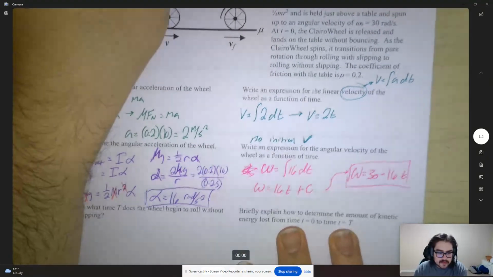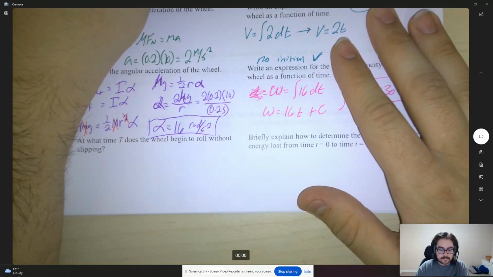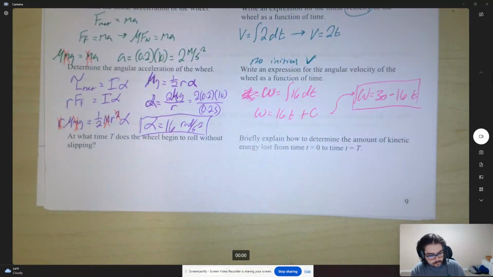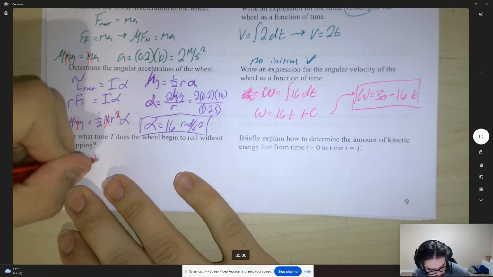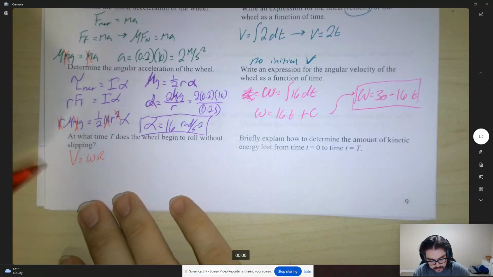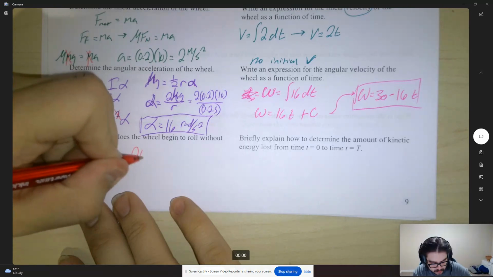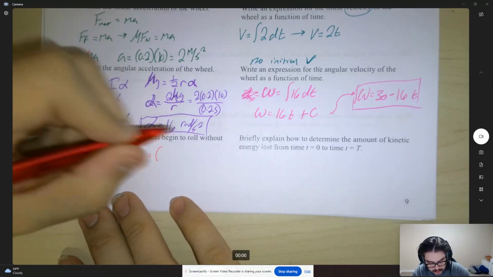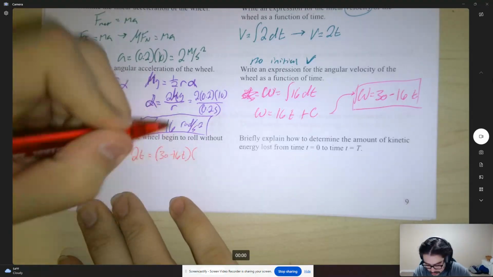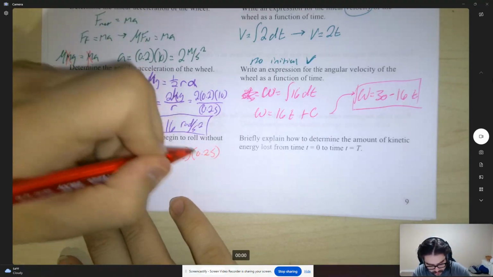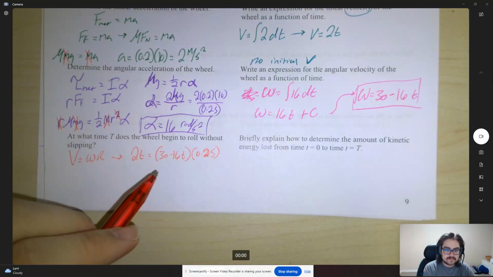At what time does the wheel begin to roll without slipping? Good question. Let's figure that out. Well, we can use v equals omega times r because the motions are synchronized now. And I'm just going to plug in my expressions here. v is 2t, which equals 30 minus 16t, times r, which is 0.25. I need to solve for t here.